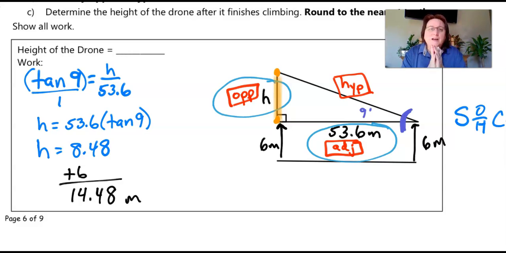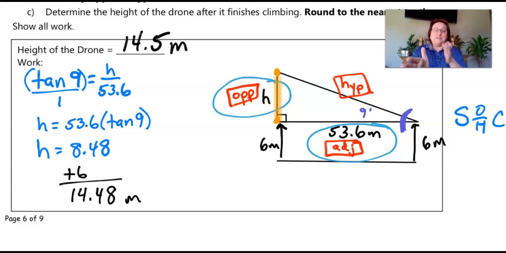No, because guys, if you read the instructions, it says to round to the nearest tenth. So what is our final answer for the height of the drone? Did you guys remember your units? Did you remember to round? Okay, 14.5 meters.